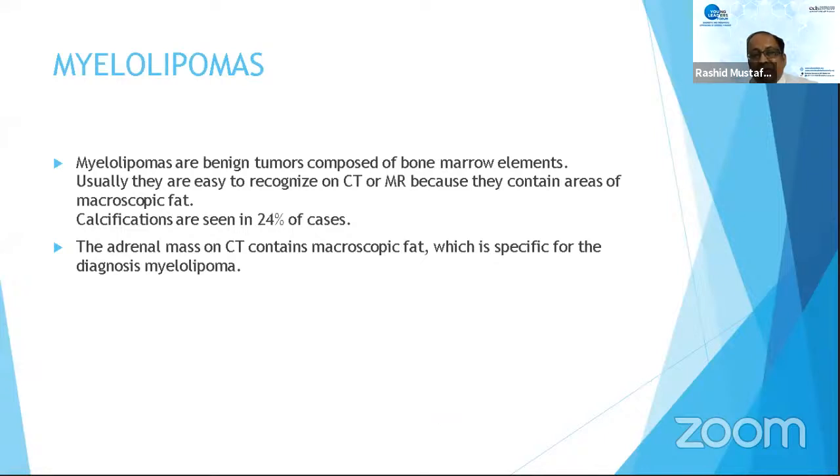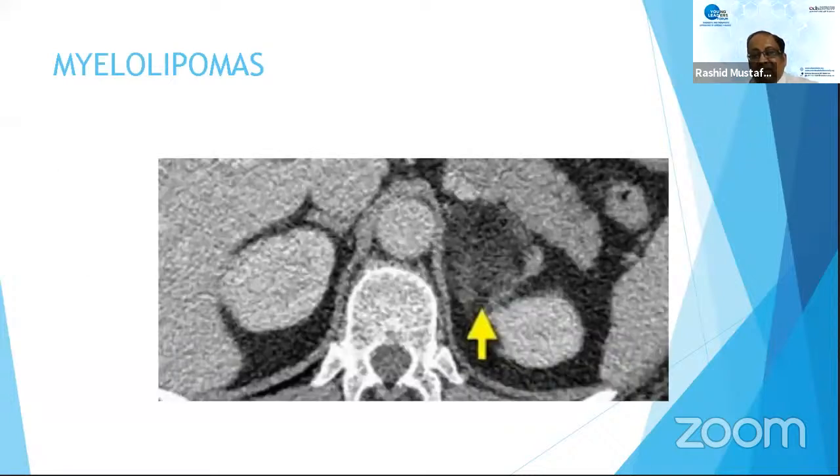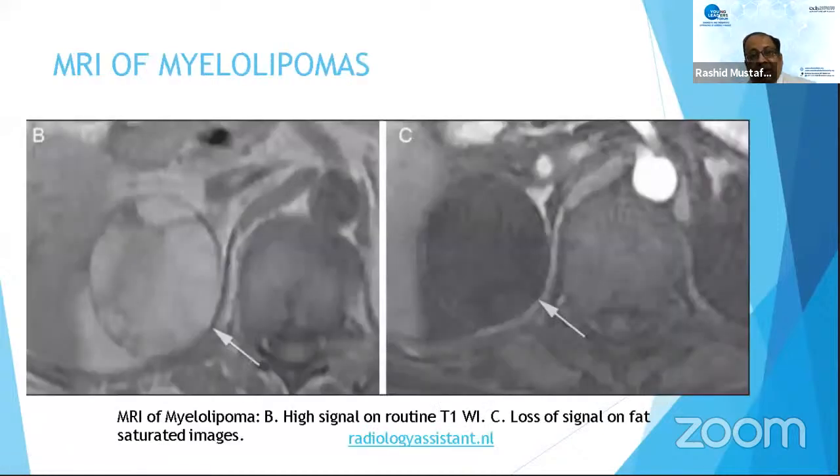Myelolipomas are benign tumors composed of bone marrow elements. They are easy to recognize on CT and MR because they contain areas of macroscopic fat, and some of them may have calcification. This is a typical example of myelolipoma, a contrast enhanced CT scan showing a fat attenuation lesion with some soft tissue components. MRI shows high signal on T1 and loss of signal on out-of-phase imaging.